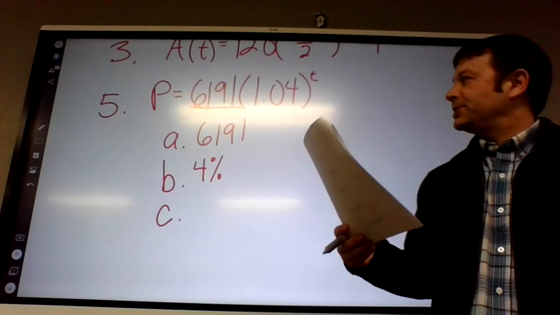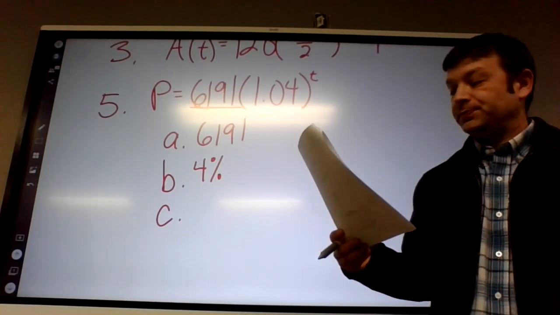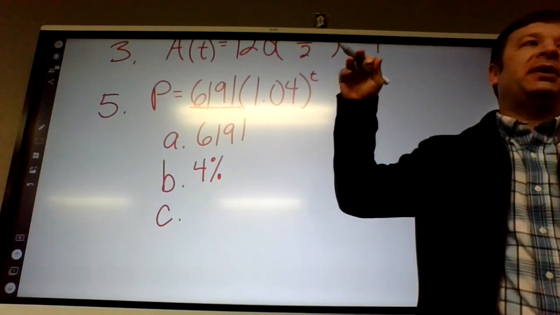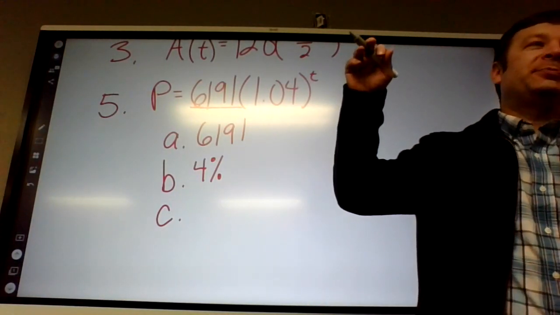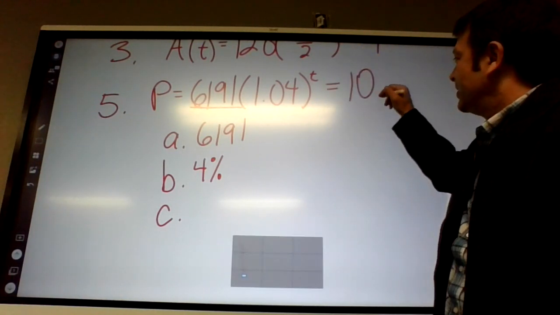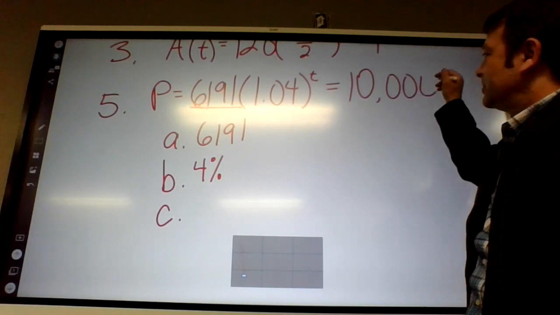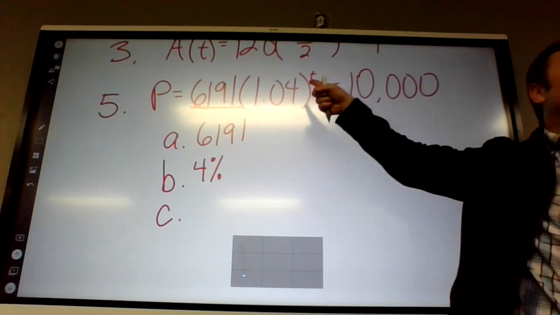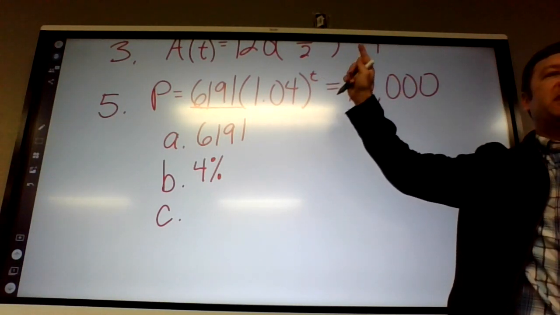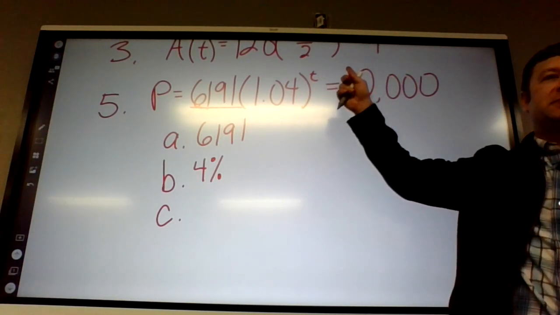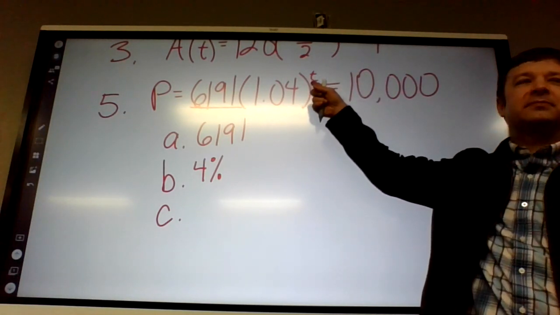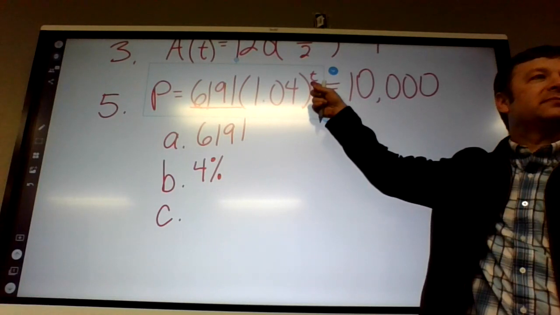When will the population reach 10,000? 13 years. Okay, there's actually an Algebra 2 trick to figure this out, but since we don't have that trick, how can we figure this out? How long? We're not going to do the Algebra 2 trick. How can I figure this out?